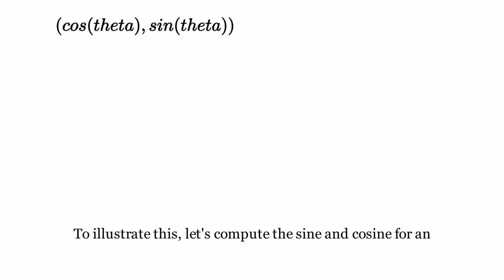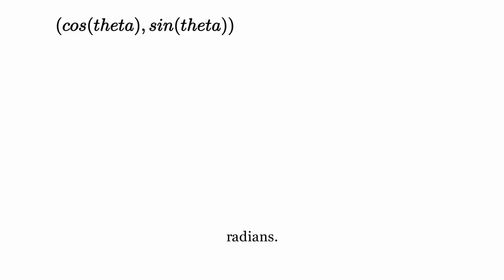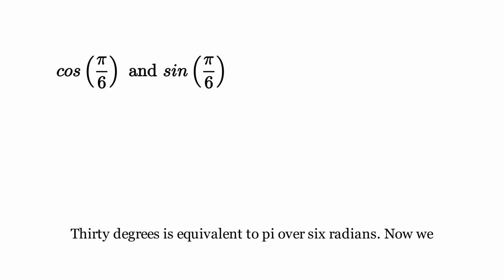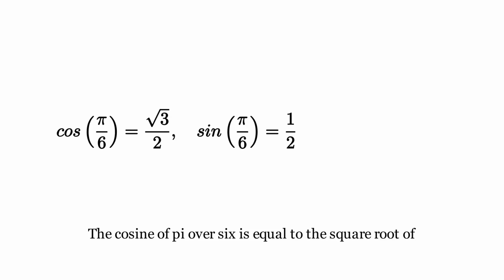To illustrate this, let's compute the sine and cosine for an angle of 30 degrees. First, we convert 30 degrees to radians. 30 degrees is equivalent to pi over 6 radians. Now we can find the sine and cosine values for this angle. The cosine of pi over 6 is equal to the square root of 3 over 2. The sine of pi over 6 is equal to 1/2.